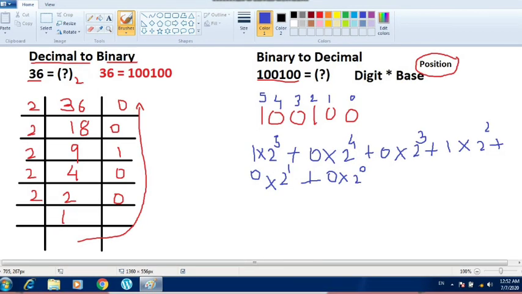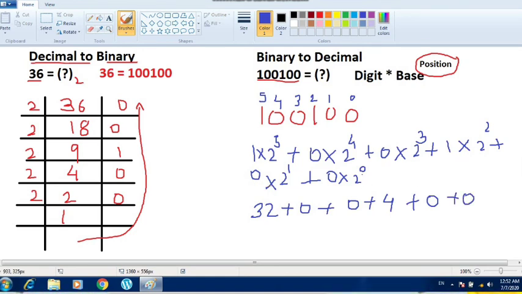Now let us solve this. So 1 into 2 to the power 5 will be 32. So 1 into 32 will be 32 only, plus. Now here it will be 16. However, it is multiplication by 0, so the output will be 0 only. It will again be 0. Here 2 2s are 4 and then into 1, so it will be 4. And here you can see it is 0 and then again 0.